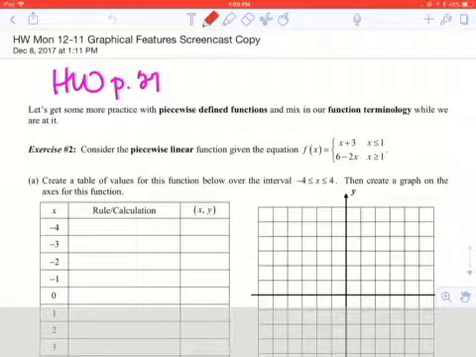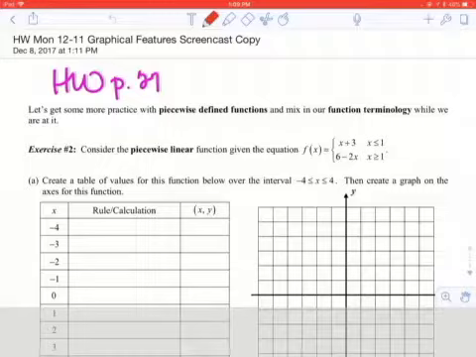Monday, December 11th, your homework was page 27 in our Unit 3 packet. And we're going to start with exercise 2, which is review of graphing piecewise functions. And remember, piecewise functions just have us graphing a different rule for different inputs or x's.